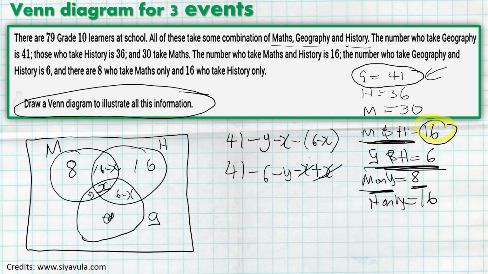So x and x will cancel. This will be 41. 41 minus 6 is going to give us what? 35, right? So it's going to be 35 minus what? Minus y. And this is for what? For geography only. So we're just going to put 35 minus y.